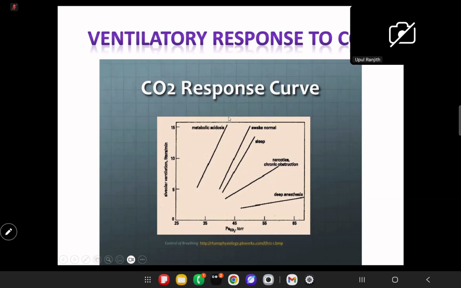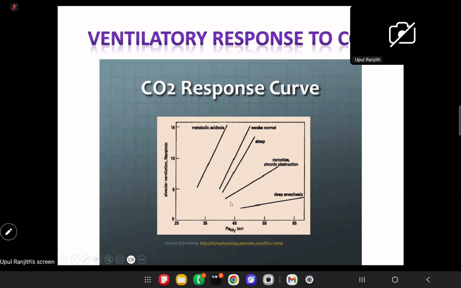When there is metabolic acidosis, there's a synergistic effect with acidosis. So therefore, the alveolar ventilation is very high when there is metabolic acidosis also. Then the second line is the awake normal. While you are awake, this is the response you get. And then the other one, while you are sleeping, the ventilatory response to carbon dioxide is slightly reduced or slightly depressed.